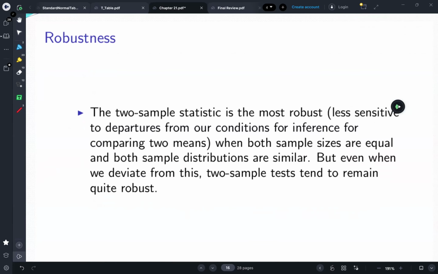Robustness, yes. They're less sensitive to departures from our conclusions, so they're good. This means they're good. They're robust. They hold up even if you deviate from the conditions. When both the sample sizes are equal and both sample distributions are similar, but even when you deviate from this, they still can be trusted. The results can still be trusted. Quite robust in that sense.